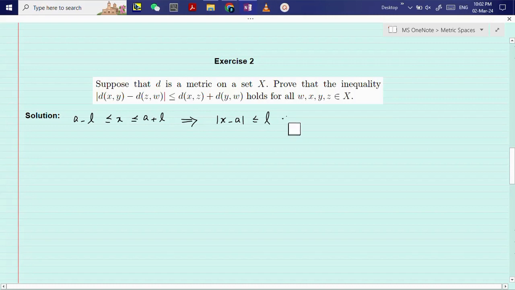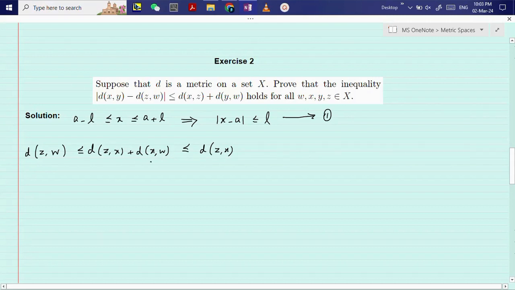You may name this one as one. So d of ZW is less than or equal to d of ZX plus d of XW, because d is a metric, and by triangle inequality we can write here d of ZW less than or equal to d of ZX plus d of XW, and this one is less than or equal to d of ZX.